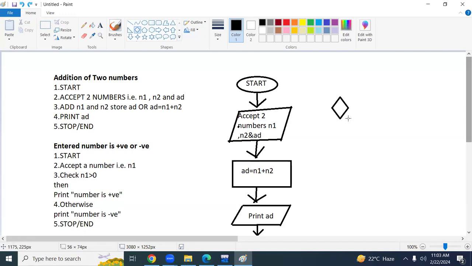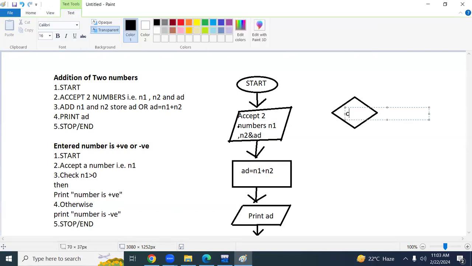Then the third step is a decision symbol. Why decision? Because there is decision making. Decision making, what? Checking, no? So we need to make a decision. What we need to do here? Decision, that checks whether n1 is greater or lesser. You can use greater or lesser also. So depending on that, your output is going to come.